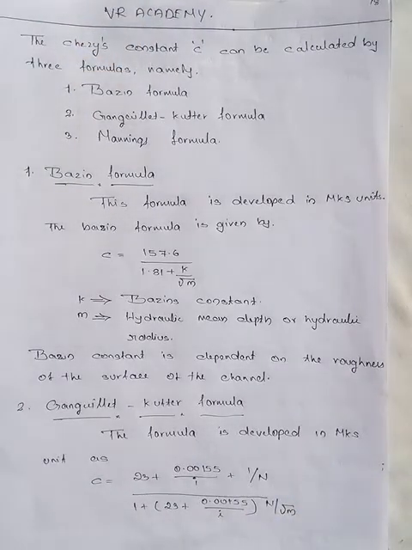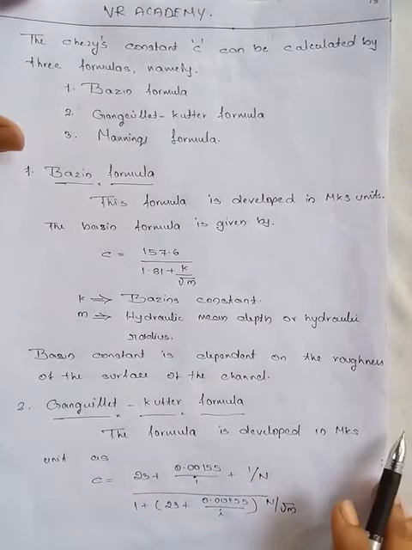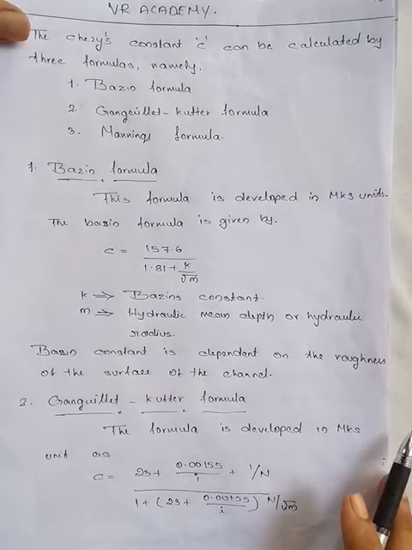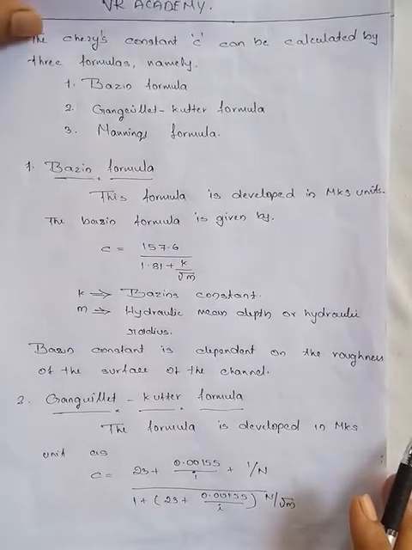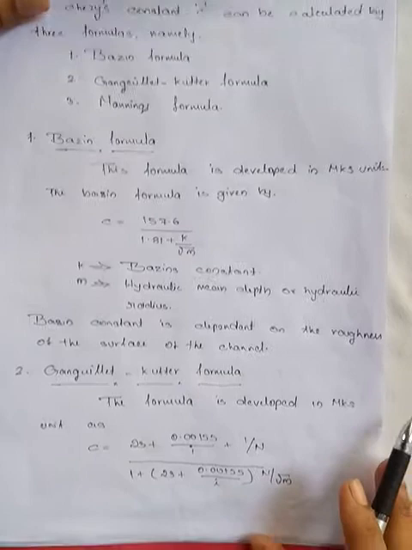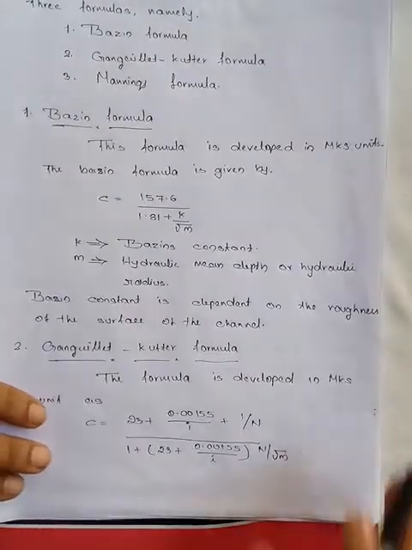The second one is the Ganguillet-Kutter formula. The second formula to find the Chezy's constant is the Ganguillet-Kutter formula. This formula is also developed in MKS units. The formula is a little bit lengthy.